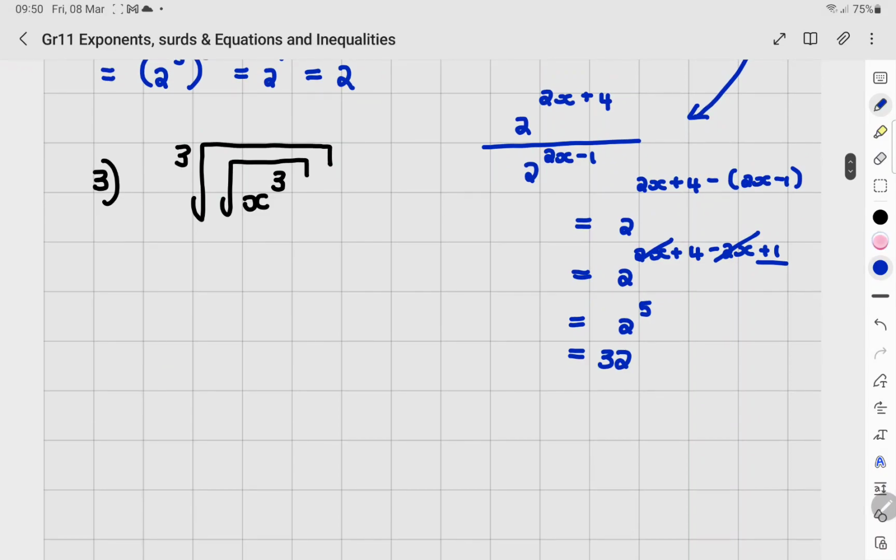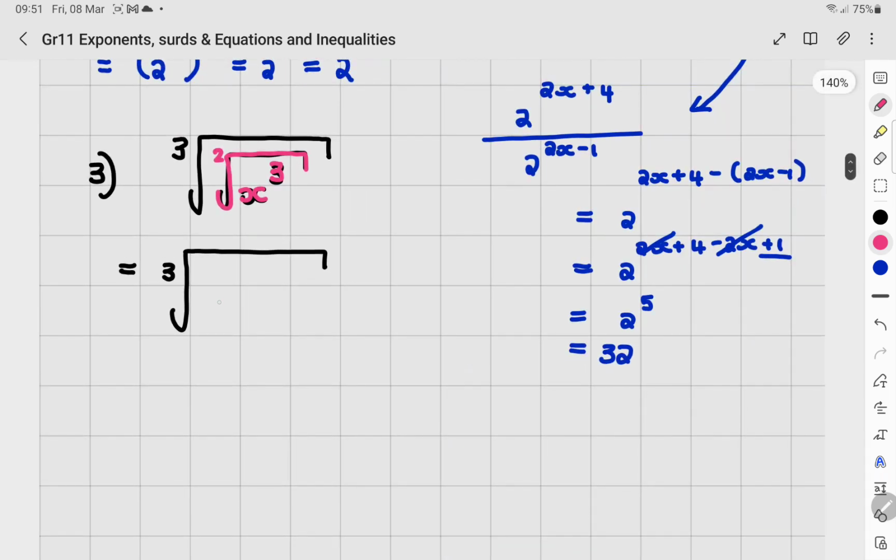Okay, number 3 over here. I always like to explain it with different colors. So we want to simplify the inside first. So this cube root is going to stay there, and I'm going to simplify my inside. Remember that's a square root inside, so it's going to be x to the power 3 over 2, because how do I get that square root away? It's the exponent on the inside, divided by the exponent on the outside.